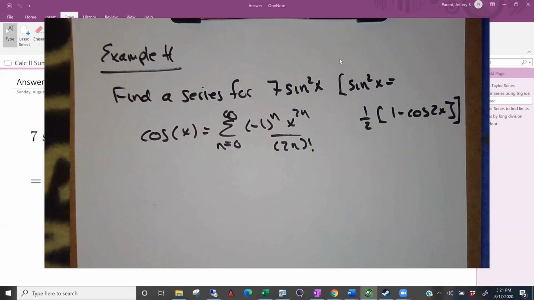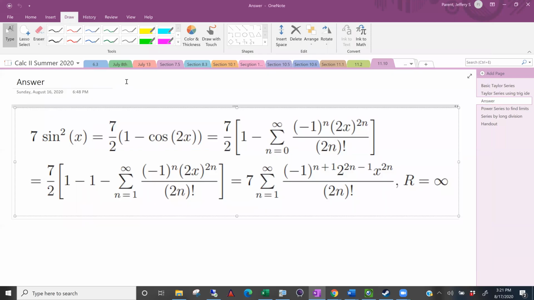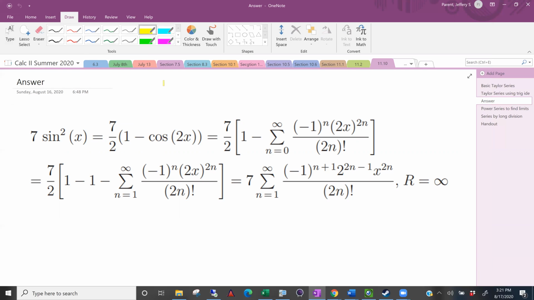For the rest of that, I'm going to get a little bit lazy here. This one's already done here for us, but let's talk through it. So you got 7 times that trig identity, which was 1/2 of 1 minus cosine of 2x. And let's plug the 2x, this part right here, into our series for the cosine. So we did that right there. And then let's play around a little bit as well.